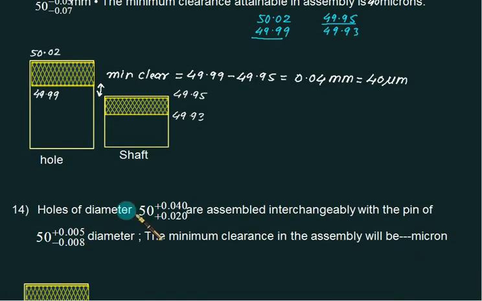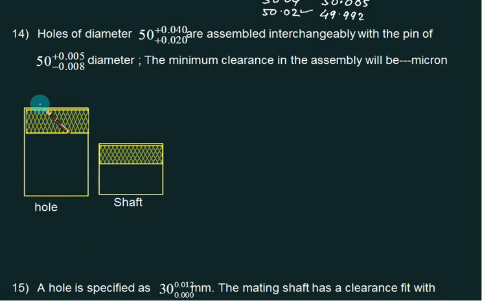In the next question, we have a hole of 50 plus 0.04 and 50.02, whereas the pin, the shaft, is 50.005 and 49.992. So both dimensions of shaft are lower than the hole. So this also represents clearance fit. So we have hole size 50.04, 50.02, and shaft maximum size is 50.005, minimum size is 49.992. So minimum clearance is 50.02 minus 50.005, which is 15 micron.